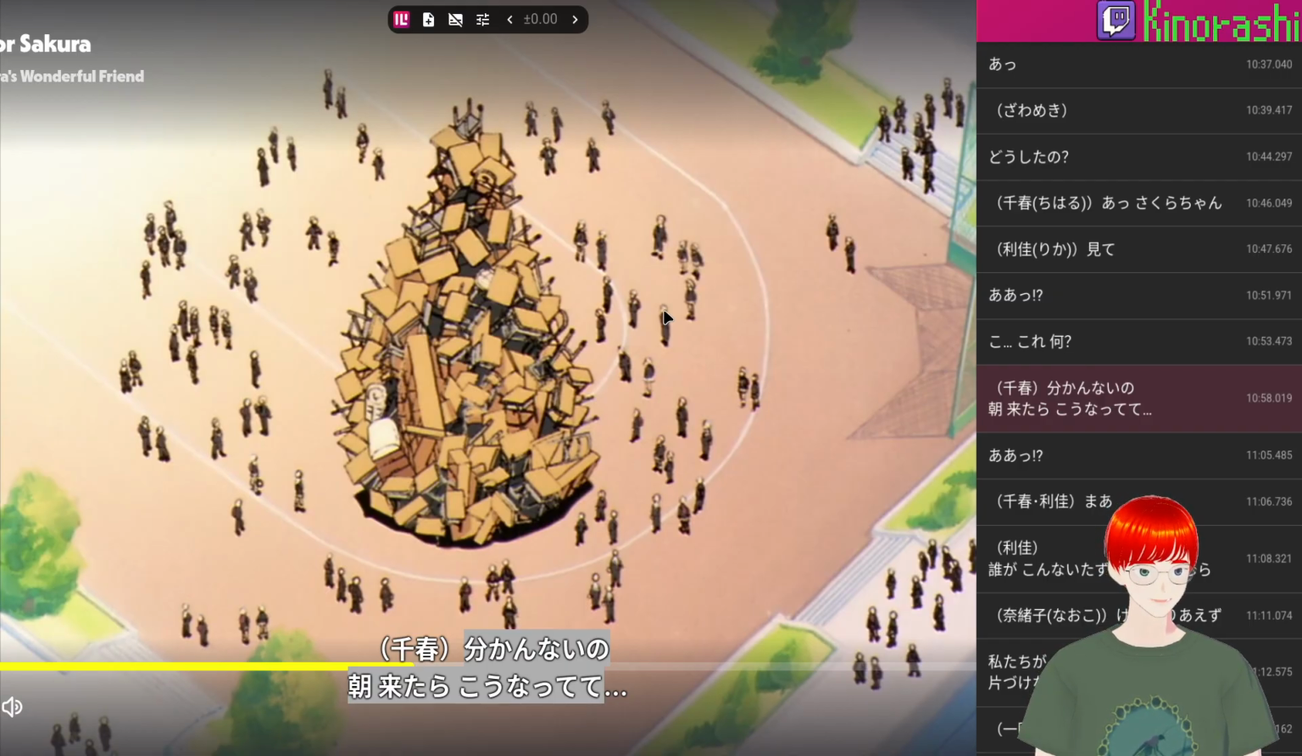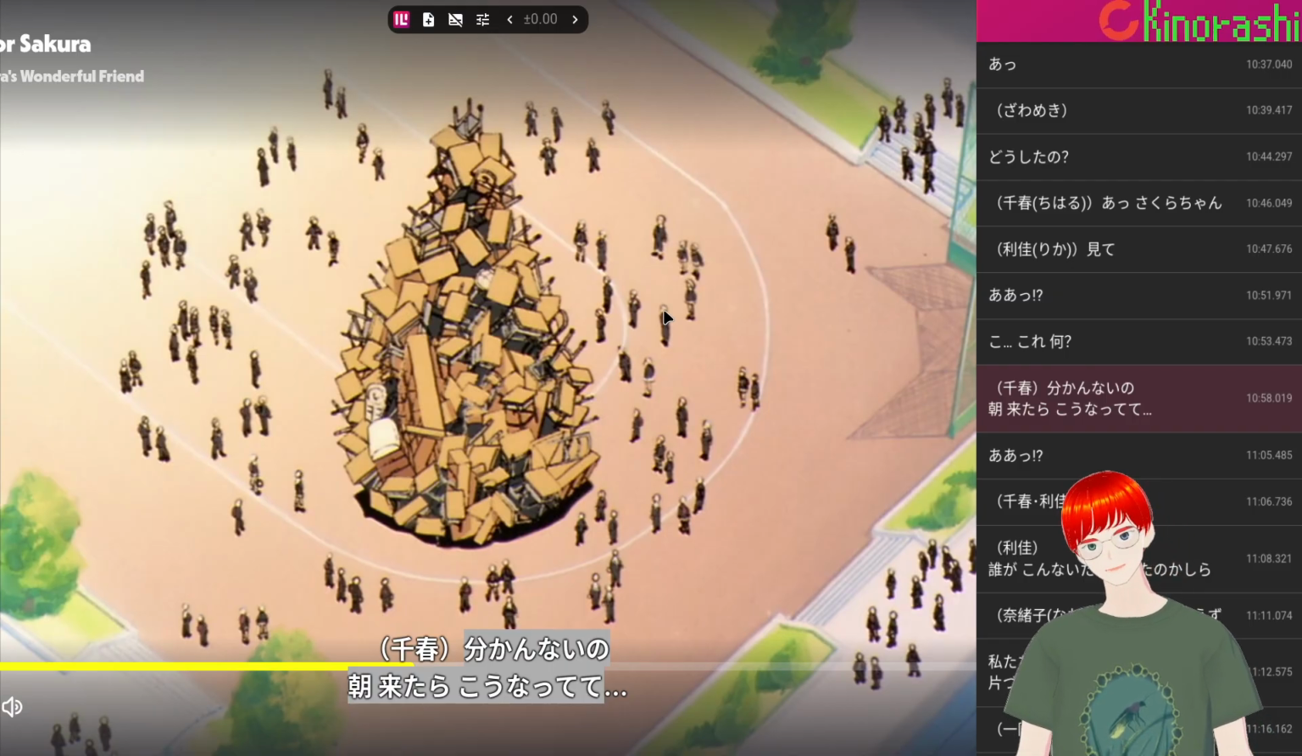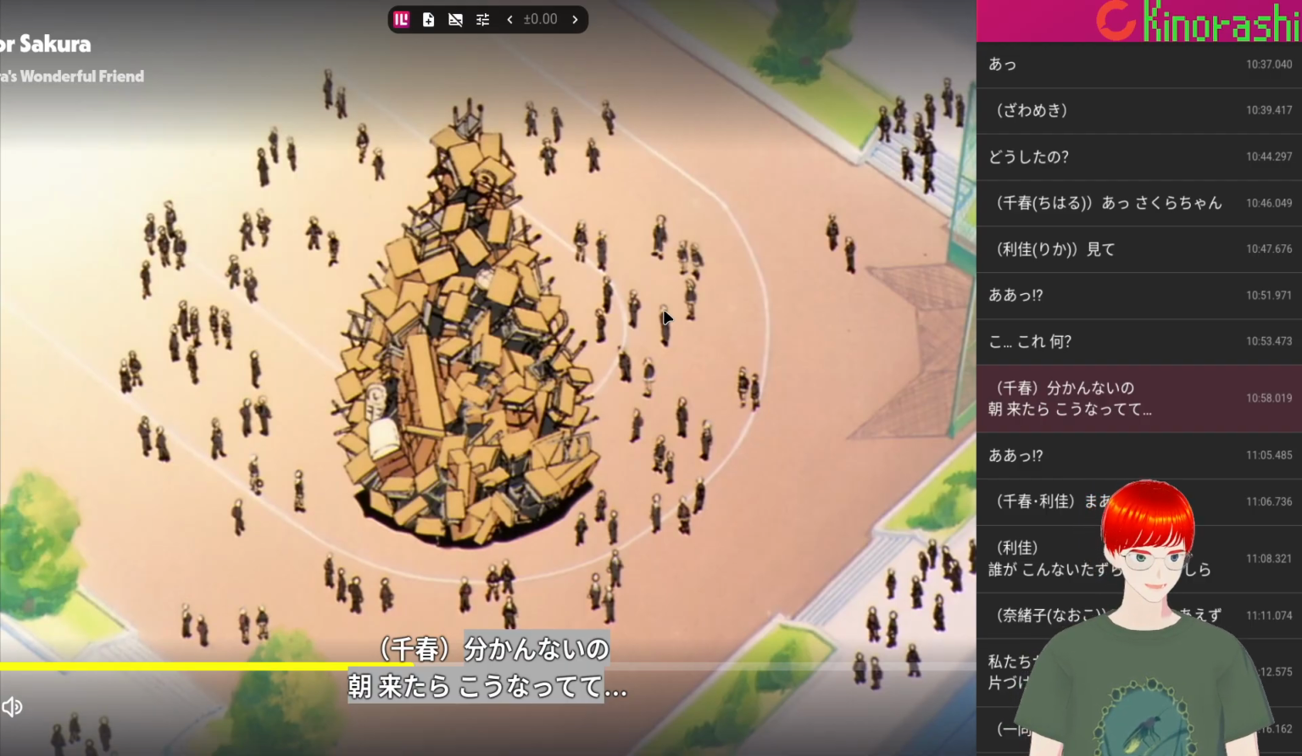That n replaces ra in wakara, and no is a sentence ending particle that often adds a sense of explanation, emphasis, or softens the tone, making it sound more conversational or slightly emotional. Okay, so it's basically short for wakaranai. So the ra gets dropped out and it just becomes n on the end.